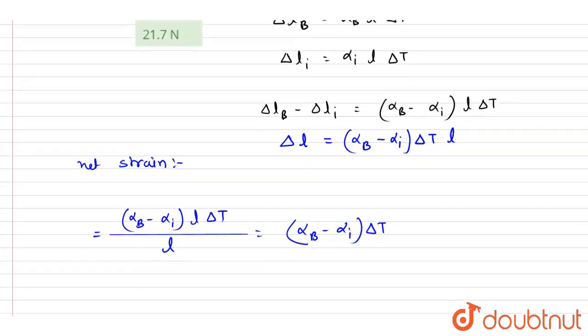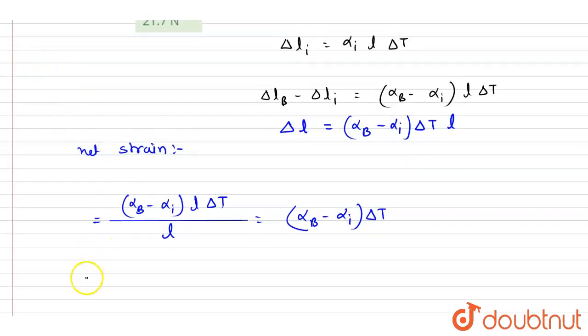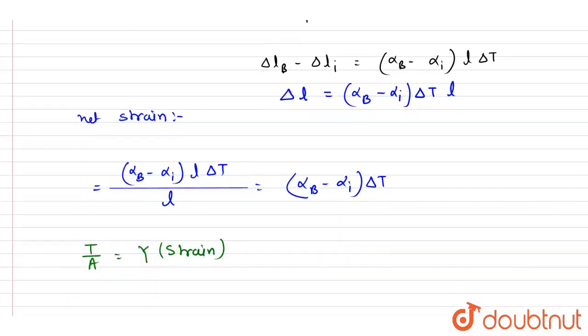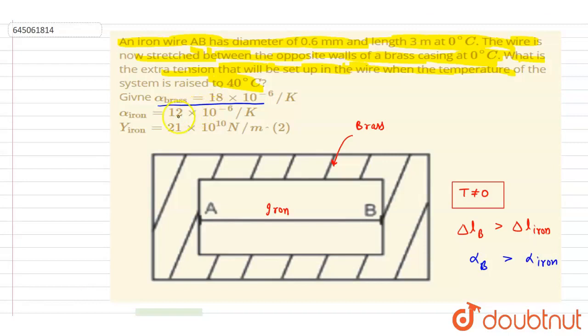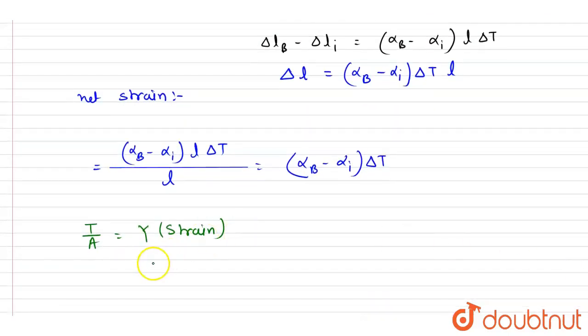But here we want the tension. So to get the tension, we will use Hooke's law, that is T by A is equal to gamma times strain. Since T by A is the stress, it will be equal to gamma times strain. In the question it is given that Young's modulus is 21 into 10 to the power 10. So I will write T is equal to Y A times alpha B minus alpha iron times delta T. Now you can put the values here.